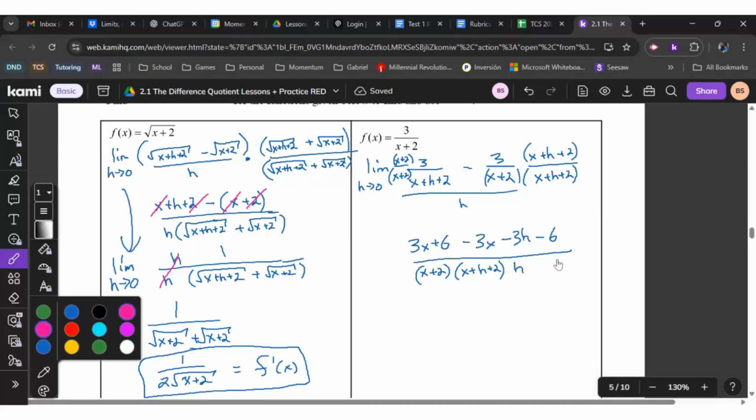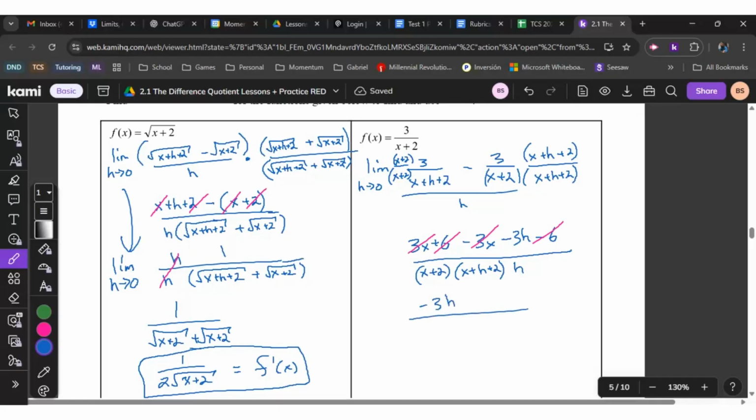Now let's simplify. Cross out 3x, negative 3x, 6, negative 6. And technically now that I've done that, what else is going to cancel? H. So I'm going to write it out this time just to make sure that we don't confuse anyone.